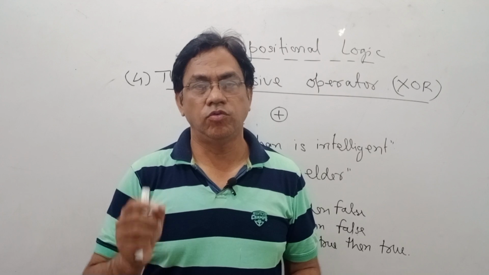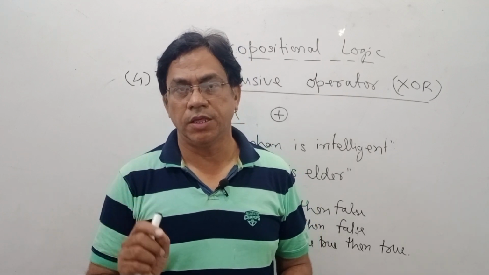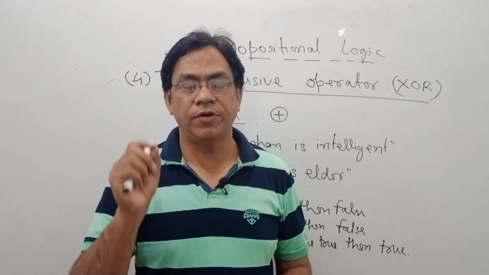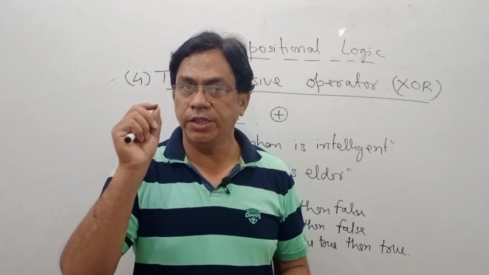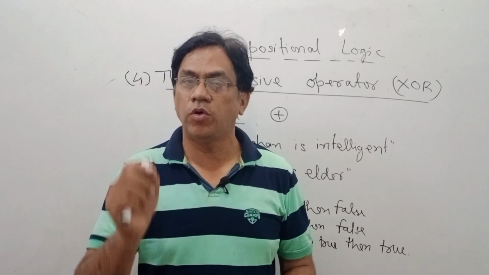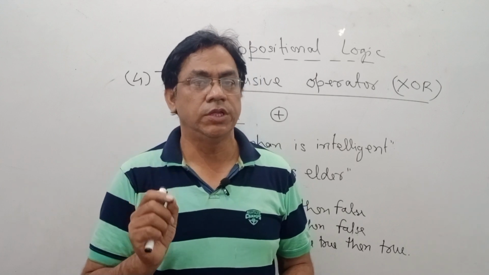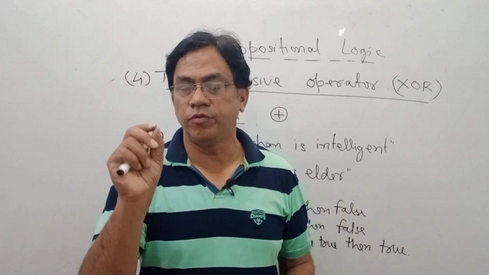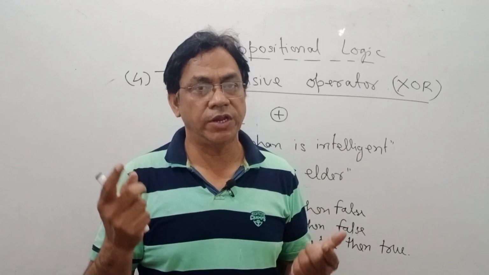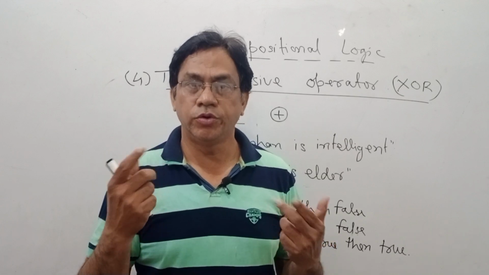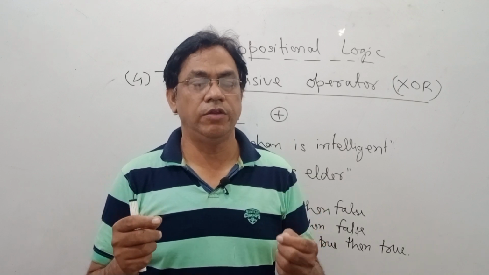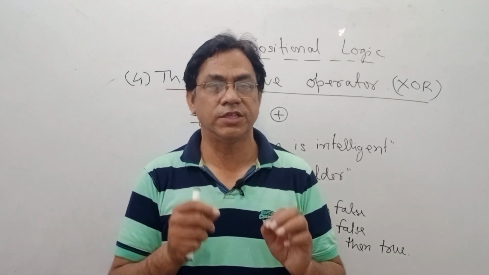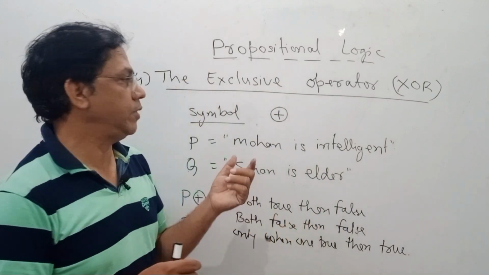Now we will see the exclusive operator. Just imagine a condition in which more than one statement is given, and among all the statements only one statement is true, then the whole statement will give the true value. And if more than one statement is true, or all are false, then it will not give the true value, it will give the false value. For example, I have taken an example here.